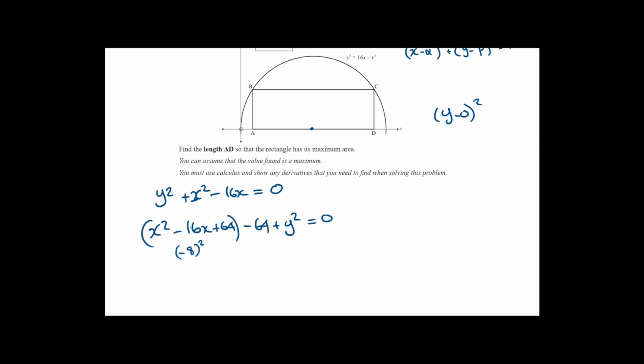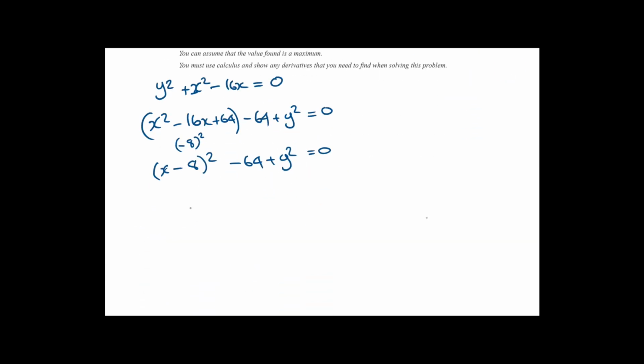When we factorize this, it's going to give us (x minus 8) squared. But we have to remember that this minus 64 is still there, and this y squared is still there, and it still equals 0. So now we're almost at the stage where it's in this form that we like. We bring the 64 over. So it's rewritten as (x minus 8) squared plus y squared, I guess you could say (y plus 0) squared, equal to 64.